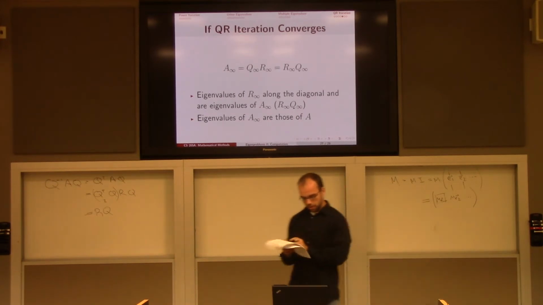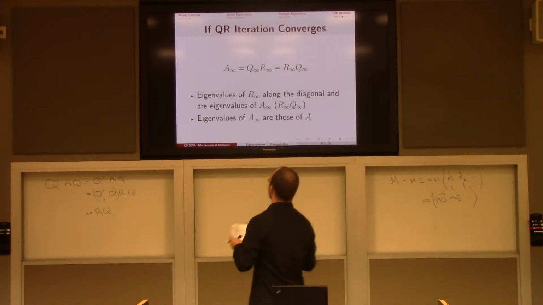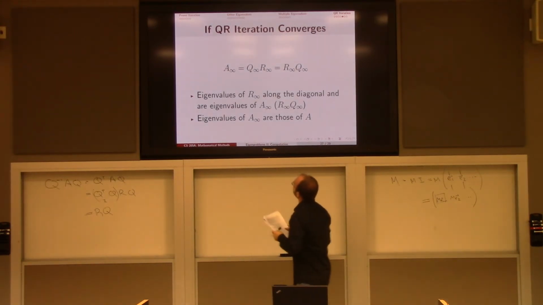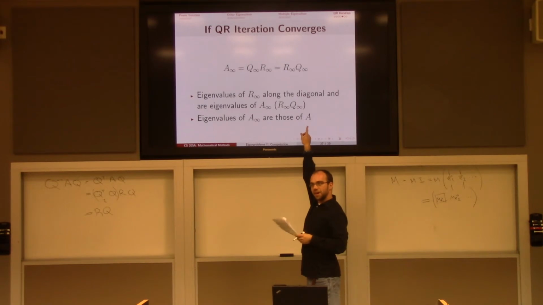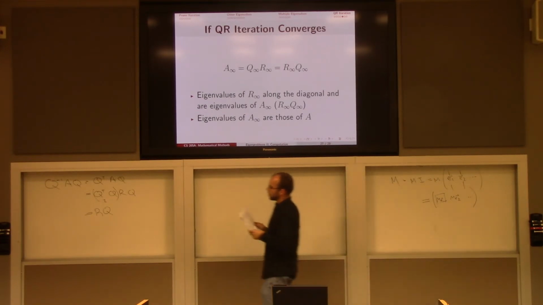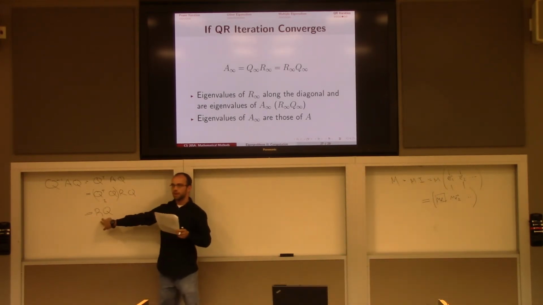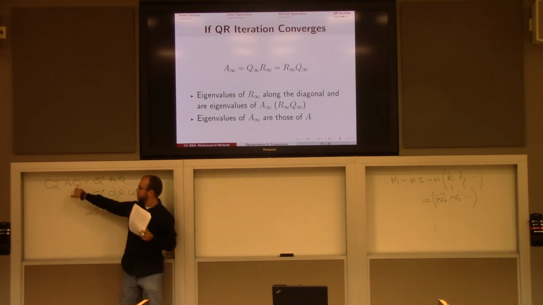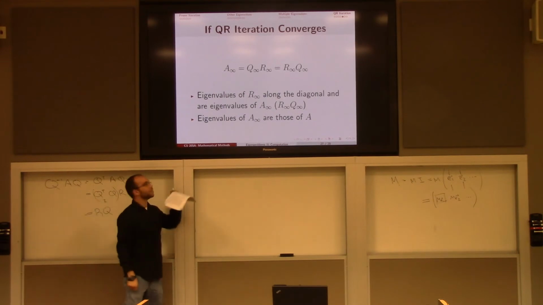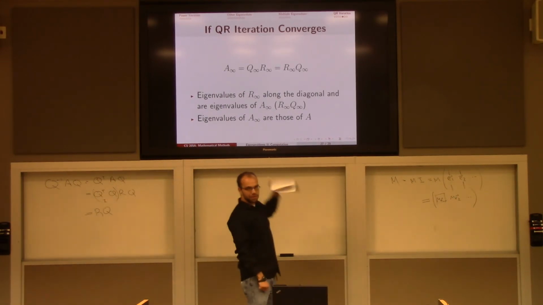So maybe we'll stop with that calculation. Actually, even easier: why does A infinity have the same eigenvalues as A1? Well, remember, how did I get to A infinity? I did this QR, RQ factorization, but all that was really doing is conjugating A by a bunch of different Q's. We know that each of these conjugation steps doesn't change the eigenvalues. So the eigenvalues of A infinity have got to be the same as the eigenvalues of A.